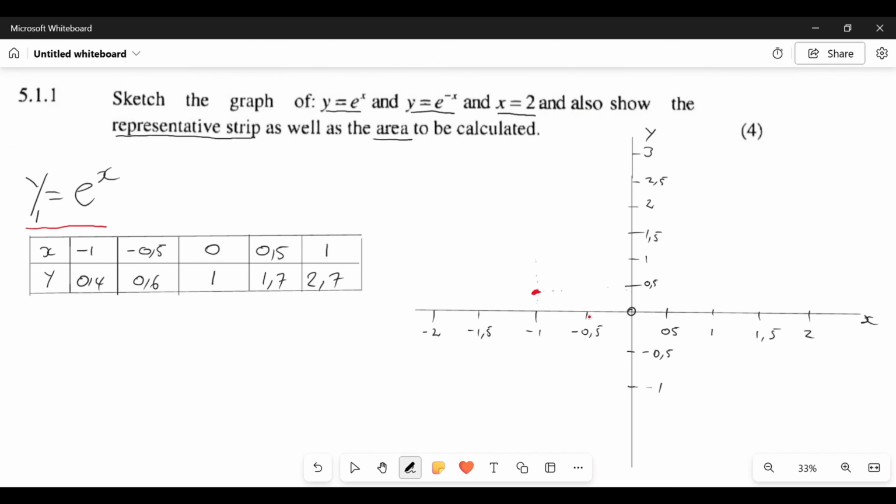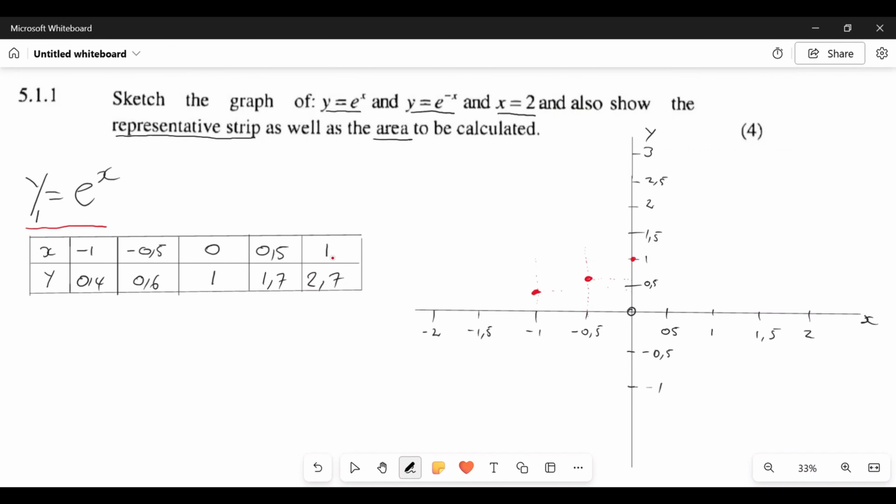So negative 0.5 is going to be somewhere there for x going upwards, and then our y is going to be positive 0.6. So it's somewhere right above 0.5 for y. So this is going to be our point. And then when our x is 0, our y is 1. So x is 0 on the y-axis, so our 1 is going to be there for y. So that is our point then.